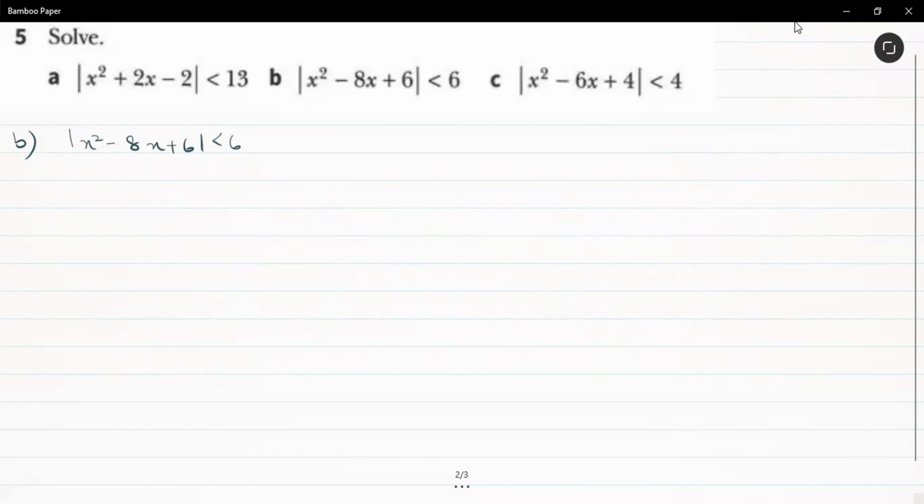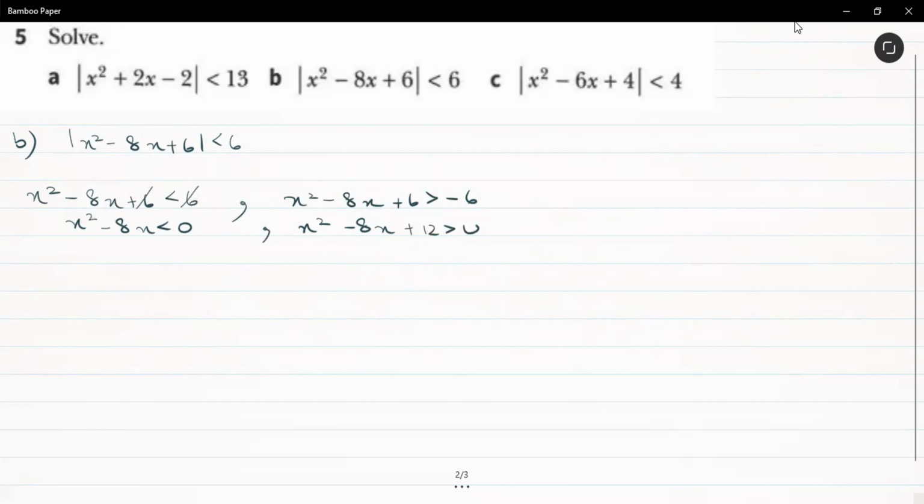Okay, so for part B, what we have is a similar equation. We are again going to open this up. x squared minus 8x plus 6 is lesser than 6. We are going to copy the first equation as it is. However, for the second equation, we are going to say x squared minus 8x plus 6 is greater than -6. Okay, so if we just solve this up, for the first part we have x squared minus 8x is lesser than 0, because the 6s are going to cancel. And for the other one, we have x squared minus 8x plus 12 is greater than 0.